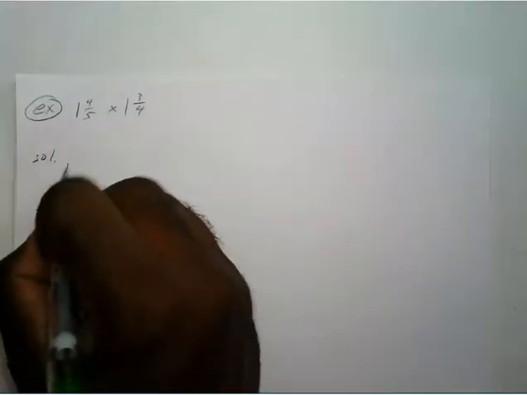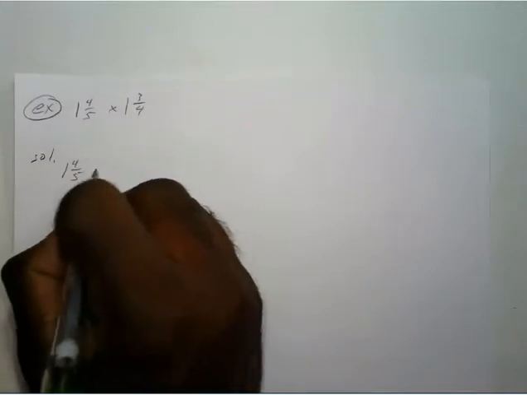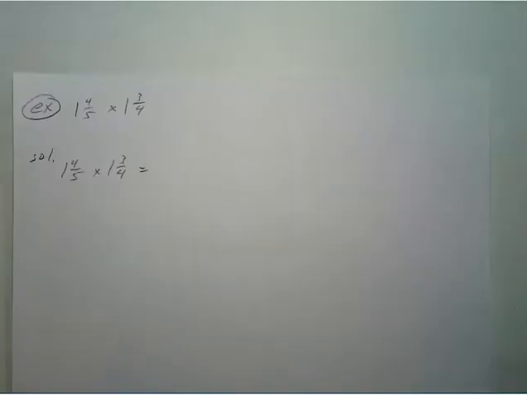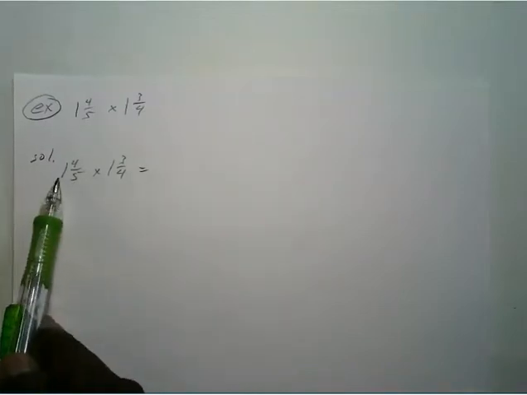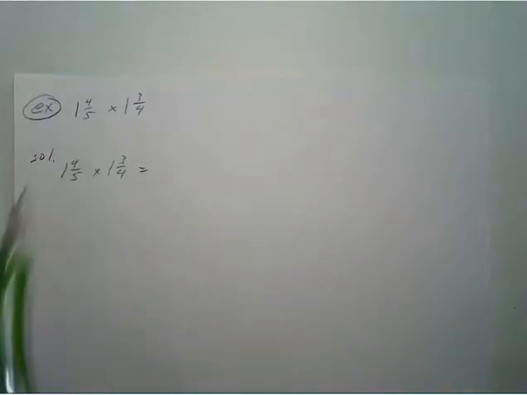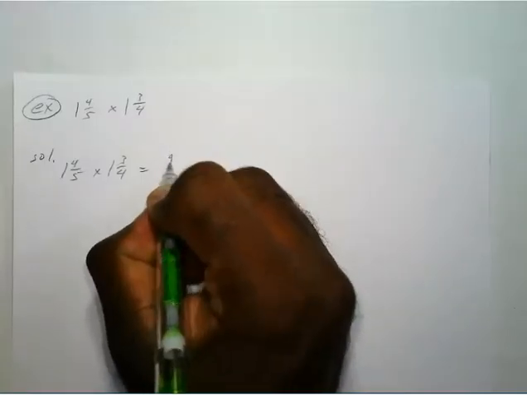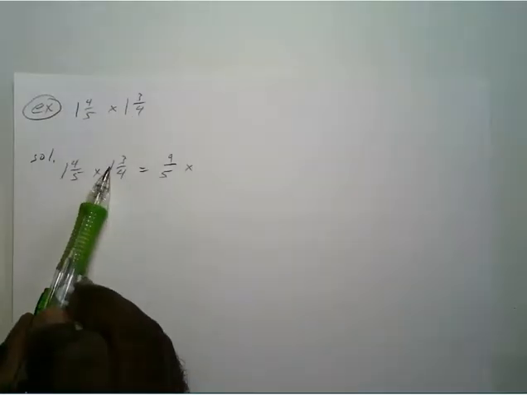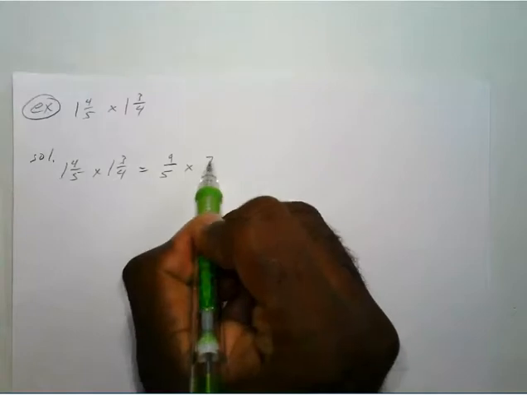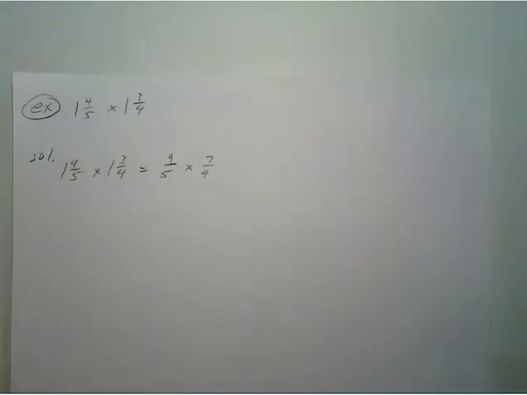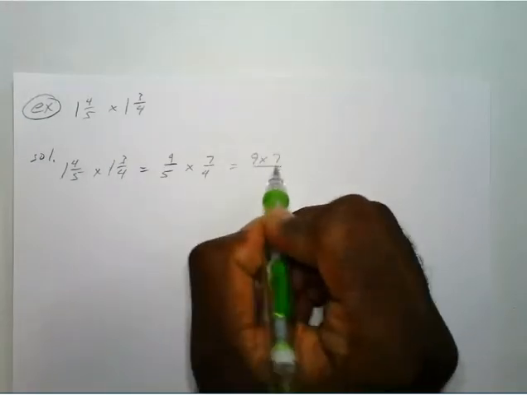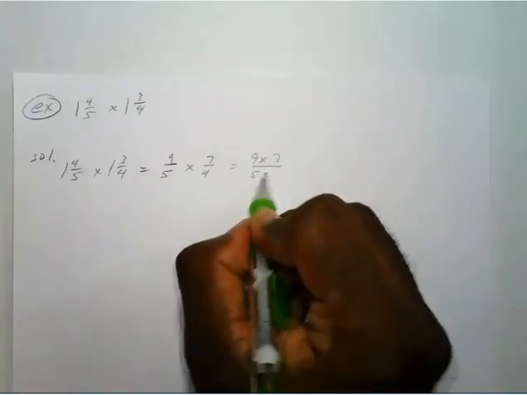So you have 1 and 4/5 times 1 and 3/4. If we go ahead and convert those, 5 times 1 is 5, plus 4 is 9. So that's 9 over 5. Times 4 times 1 is 4, plus 3 is 7, 7 over 4. Now we go ahead and just multiply it across. So 9 times 7 over 5 times 4.